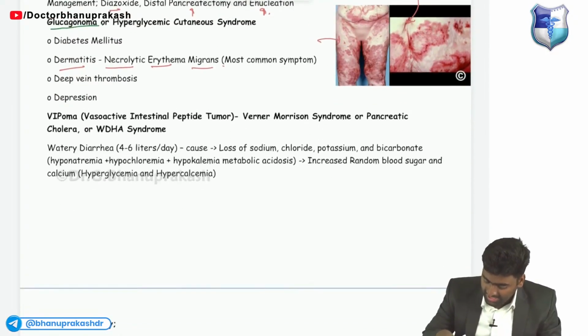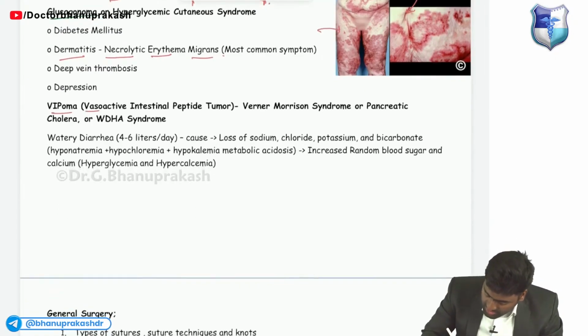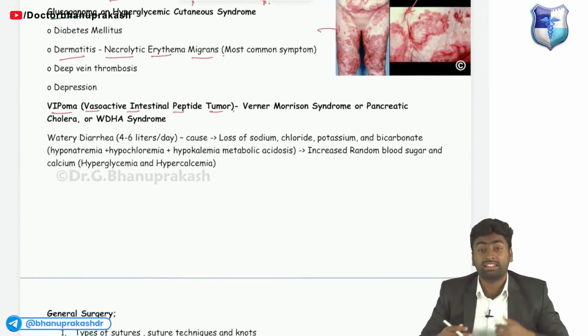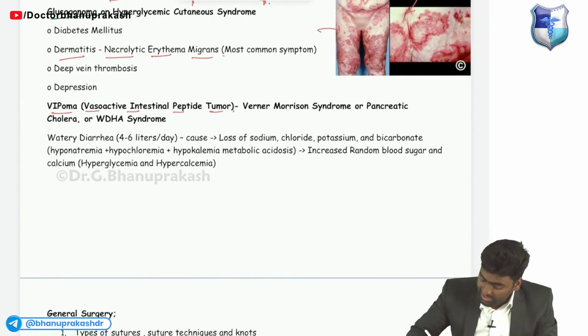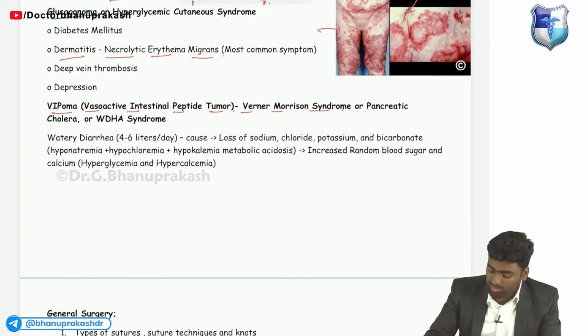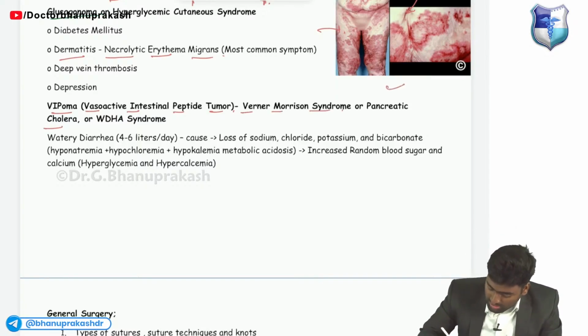Remember. Next, if you see the next disease, it is known as vasoactive intestinal peptide tumor. This kind of vasoactive intestinal peptide tumor, also known as VIPoma, is also known as Verner-Morrison syndrome, also known as pancreatic cholera, also known as WDHA syndrome.